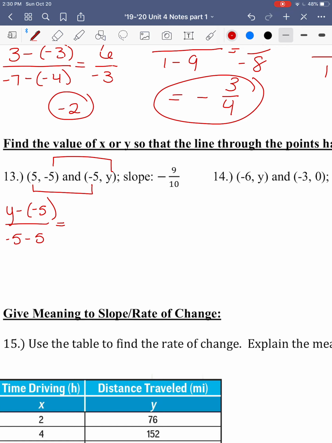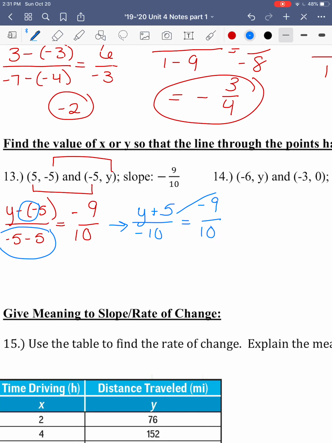Supposedly, that equals, and I'm just going to apply the negative to the 9, -9/10. And so now I'm going to simplify this. Let's make this smaller. So this actually just simplifies to y plus 5, and then negative 5 minus 5 is negative 10, is equal to negative 9 over 10. And now I'm going to cross multiply. So that gives me 90 equals 10 times y plus 5.